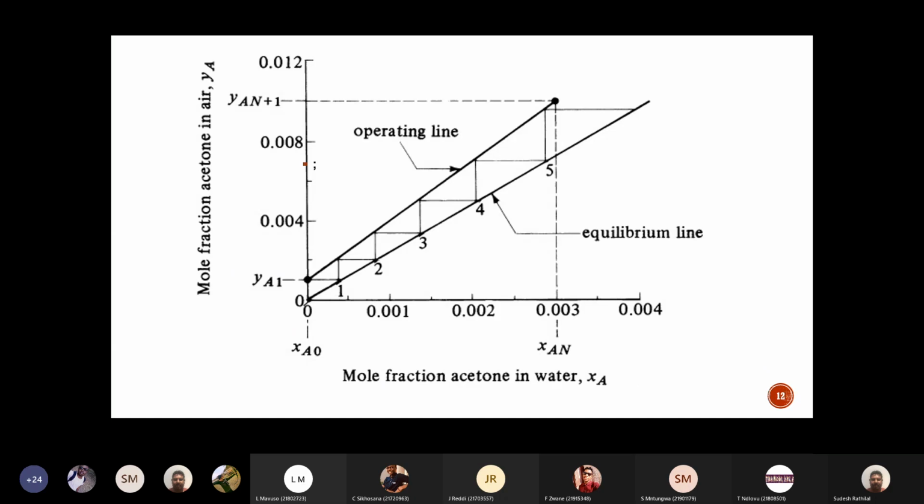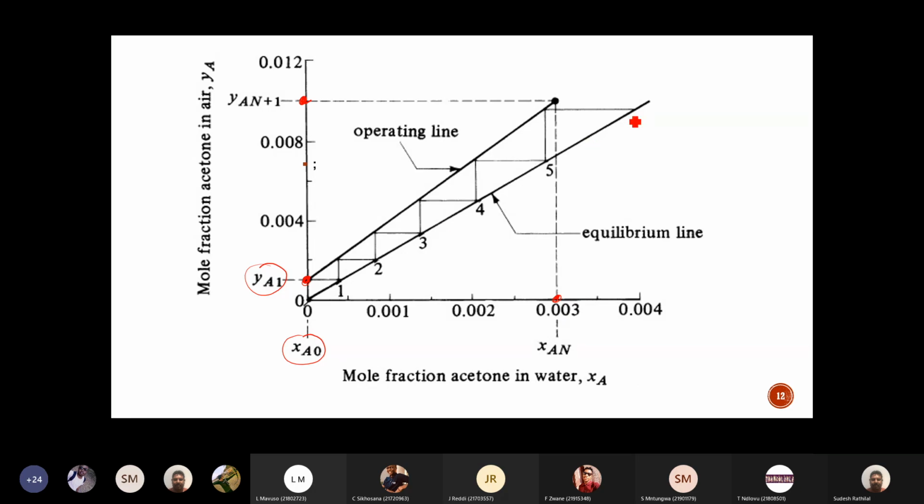Let's look at this again. There's y1 and x0. There's the point there. There's yn plus 1 and xn. So those are the 2 points.